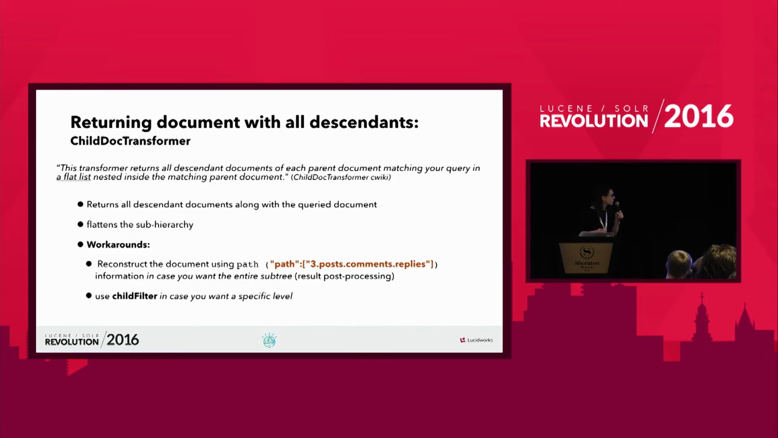Well, maybe there will be a discussion of why it works this way. But right now, what you can do, if you really need to get the hierarchical structure, is that there are only workarounds. One of them is, because we introduced those path fields that keep all the structure, we could probably reconstruct the document in post-processing in case we need the entire subtree.